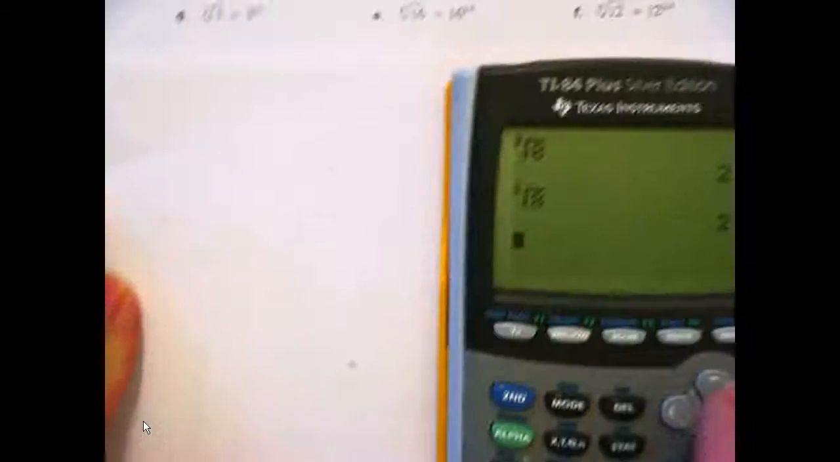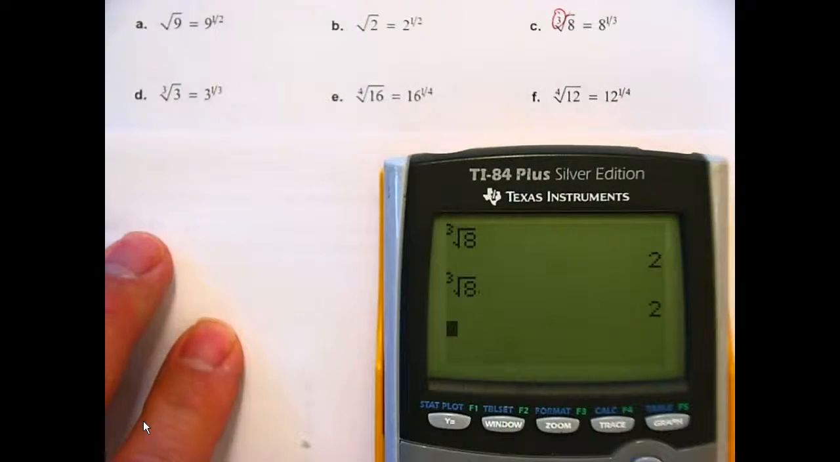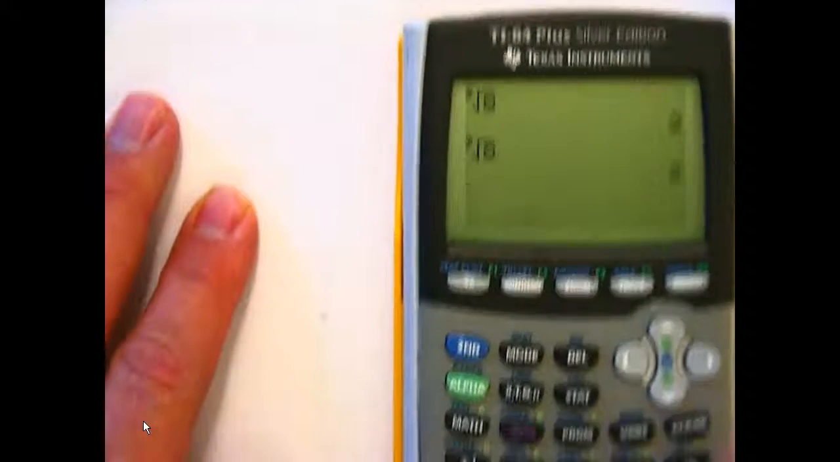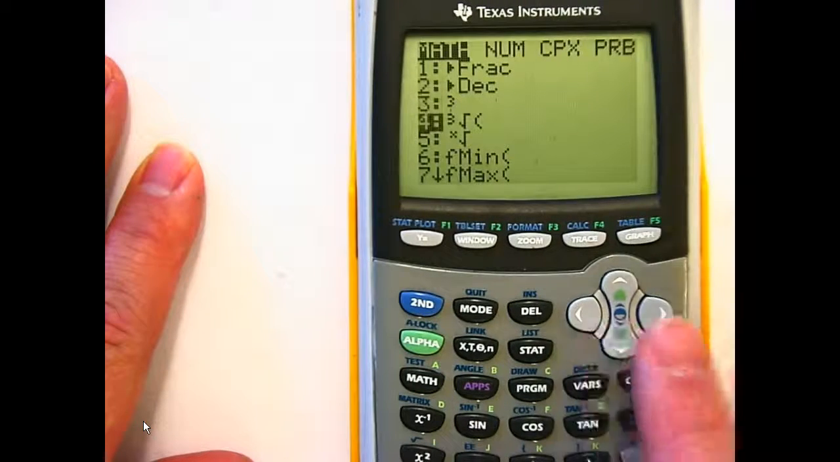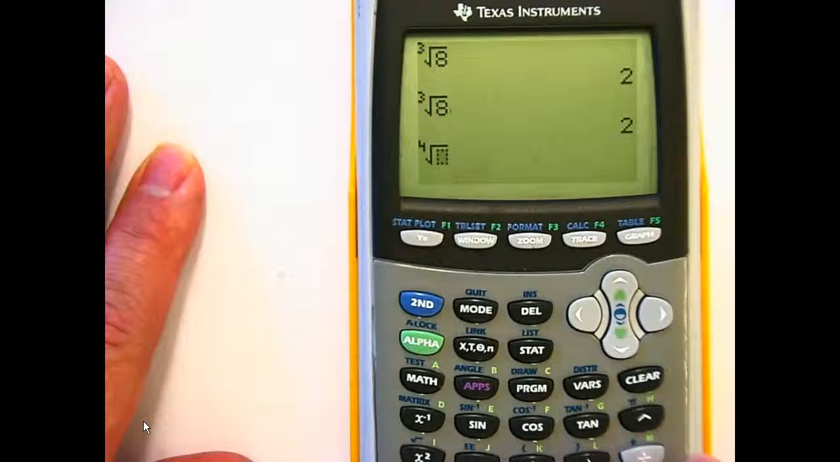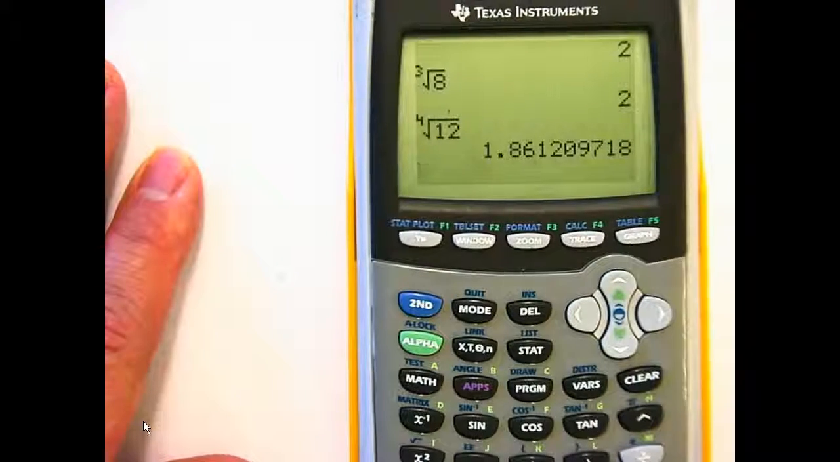So if you're doing, say, the 4th root or any root above the 3rd root, for instance, letter F here, you would have to push 4, and then math, and then option 5. That puts the 4th root of, I think it's 12. Yeah. Okay.